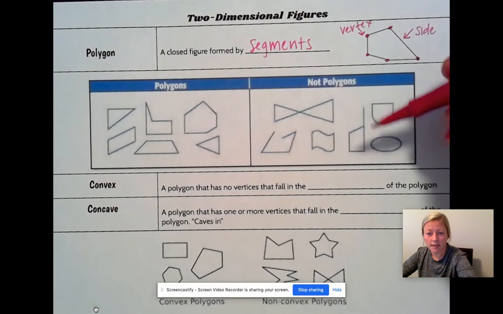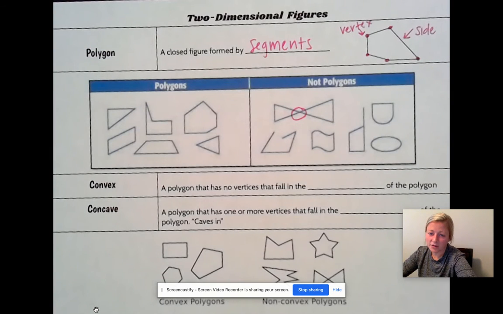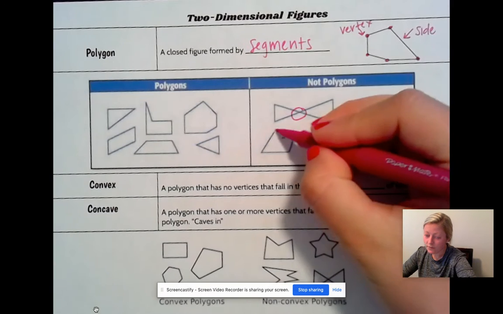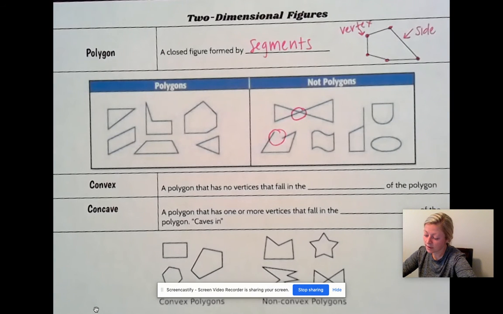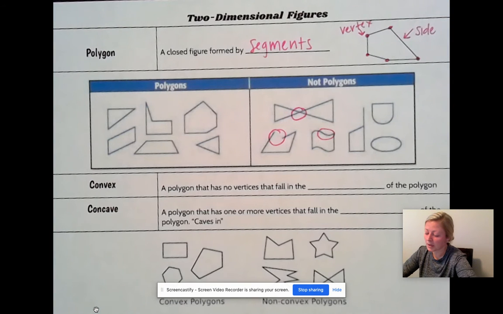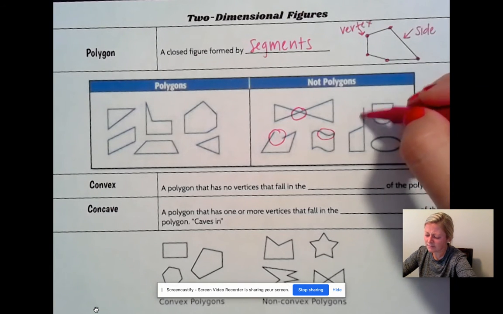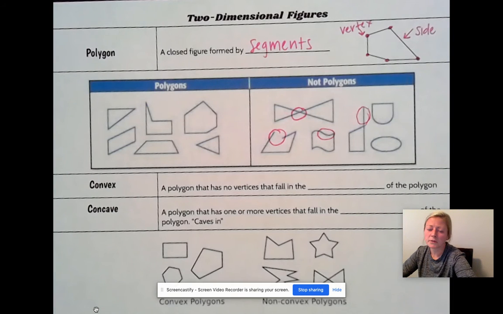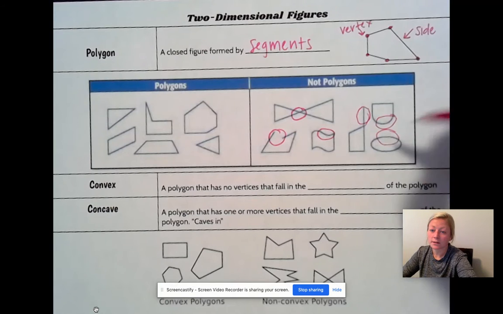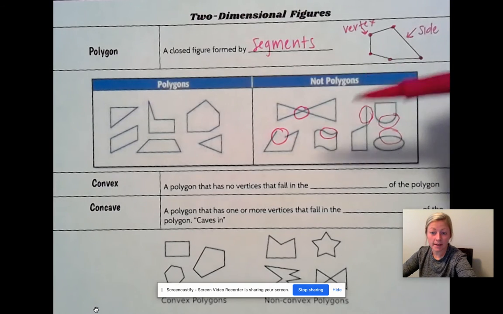Whereas if we look at the not polygon side, this one crisscrosses, that's not allowed. This one's open, therefore it's not a polygon. This one curves, we have to have straight sides, so it's not a polygon. This, we can't have extended sides. I mean, what's happening here? No one knows. And these last two are curved, so we know they also do not qualify as polygons.